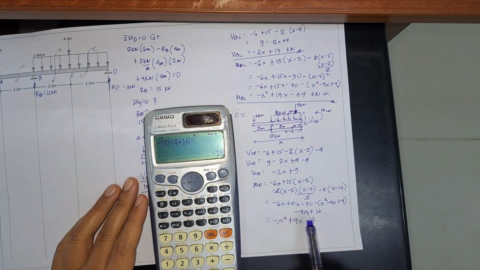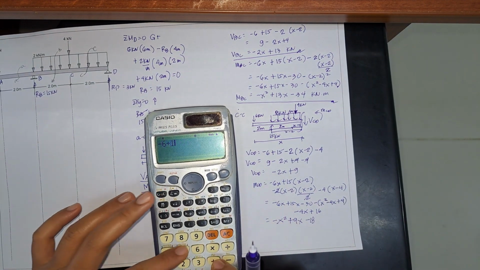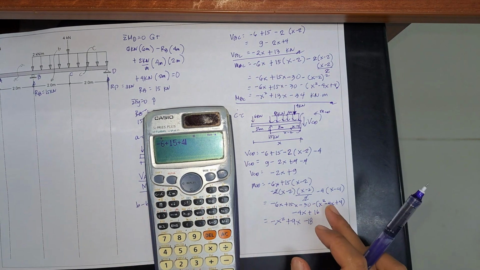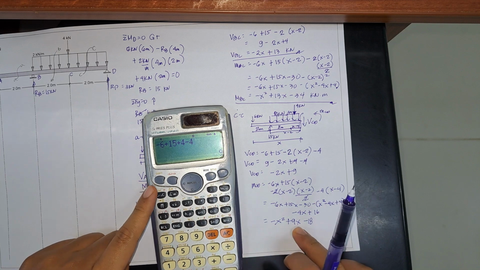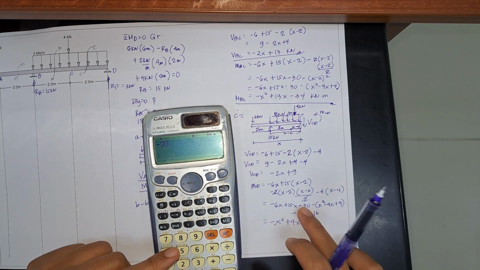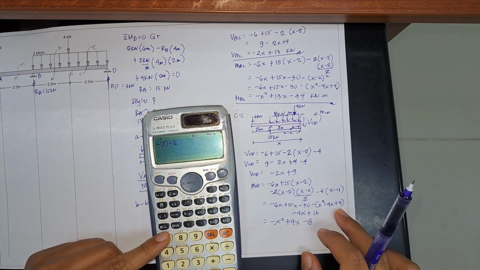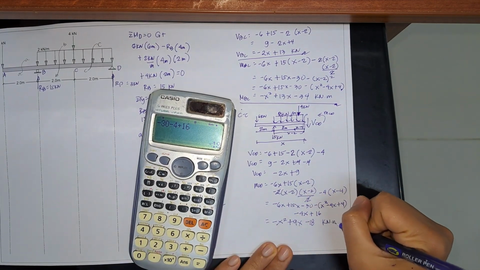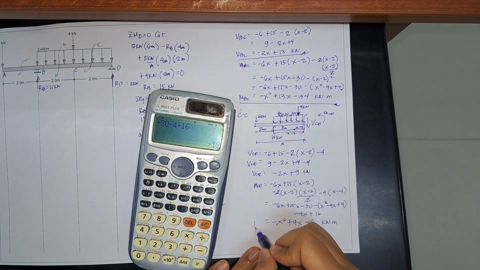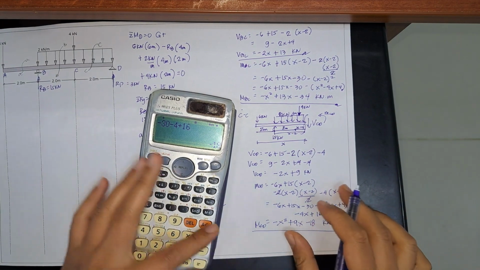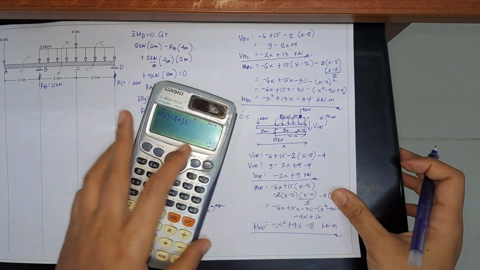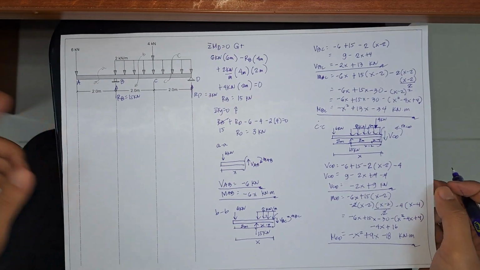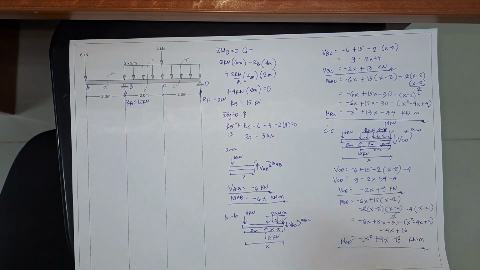Okay, double check po. We have a negative 6x plus 15x plus 4x minus 4. So, tama, 9. And then, yung constant, negative 30 minus 4 plus 16. Okay, negative 18. Kilonewton meter. Okay, so this is now the moment equation for CD and at the same time the shear equation. Okay, so we are now ready to plot the shear and moment diagram.